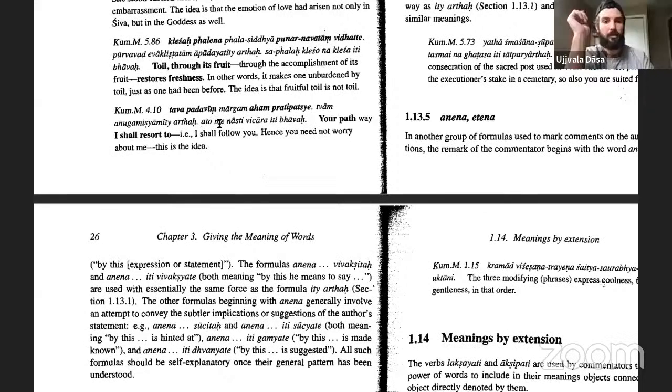Ato, therefore, me nasti vicharaha. Of me, vicharaha nasti. You shouldn't worry about me. You don't have any doubt about me, basically. Me nasti vicharaha iti bhavaha. Your pathway I shall resort to, I shall follow you. Hence, you need not worry about me. This is the idea.